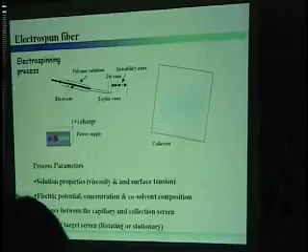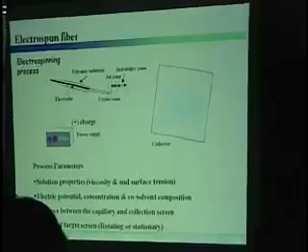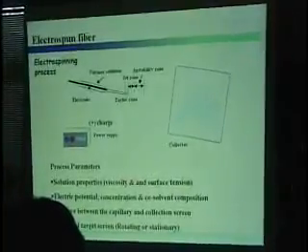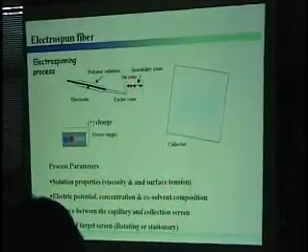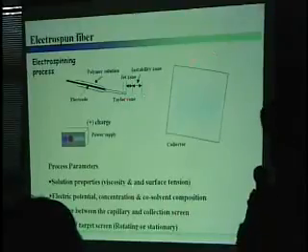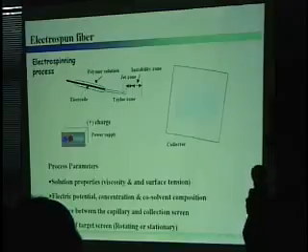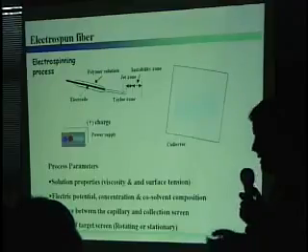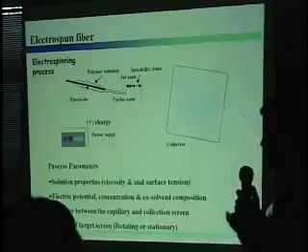The first one is solution properties, such as viscosity and surface tension. Another affecting factor is the electric potential, concentration, and co-solvent composition. Also, sometimes we use this type of co-solvent. Another affecting factor is the distance between the capillary and the collector, between here and here. Another one is the motion of the target, whether it is rotating or fixed. This also affects the morphology of the fiber collected.